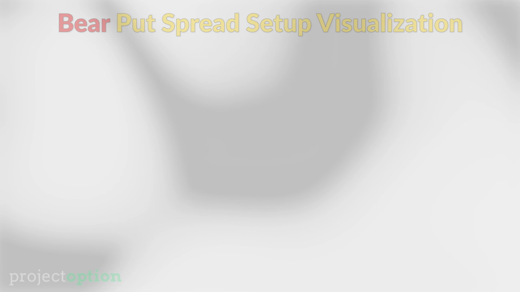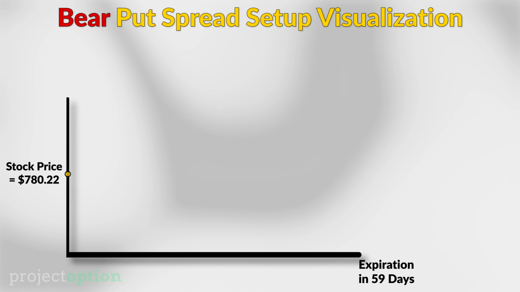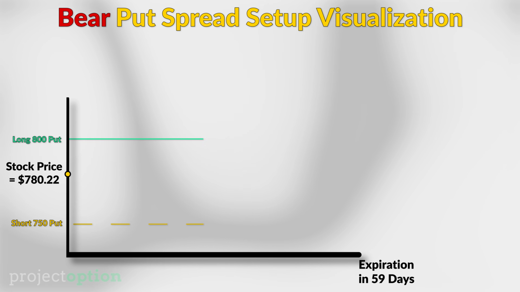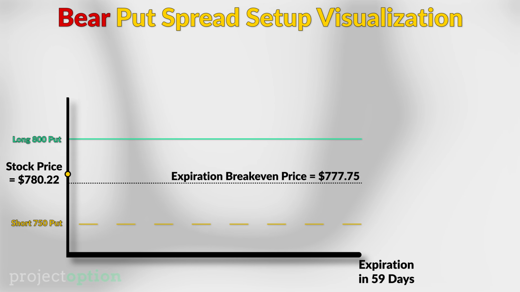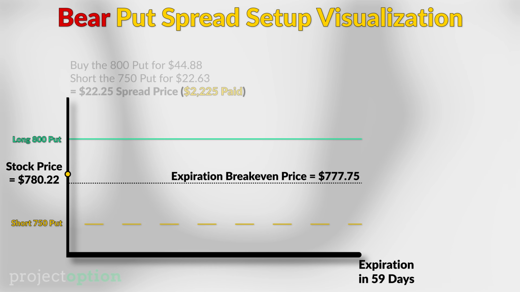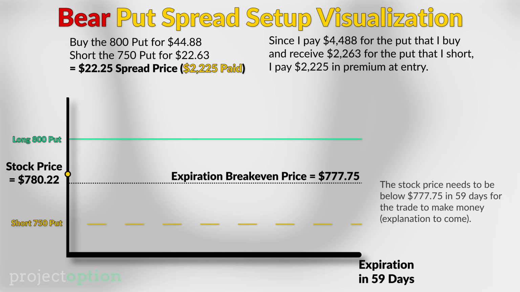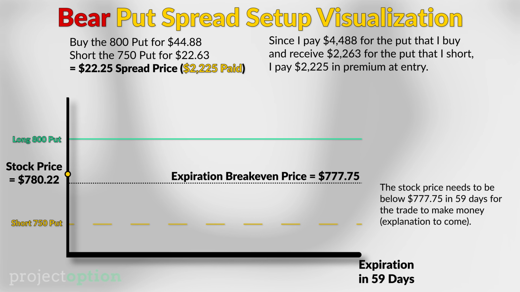At the time of entering this trade, the stock price was at $780.22. To construct this bear put spread, we'll buy the 800 put for $44.88 and short the 750 put for $22.63. Both options are in the 59-day expiration cycle. The entry price of this spread is therefore $22.25.